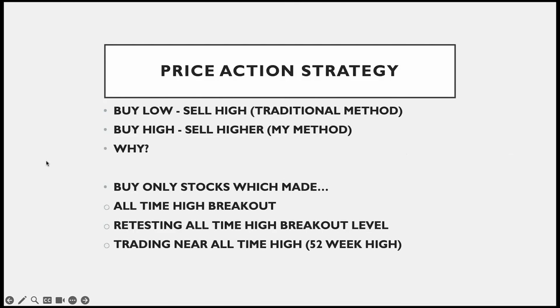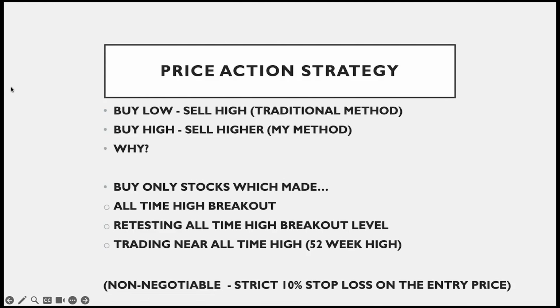And another is trading near all-time high, that means near the 52-week high. Sometimes it may happen that price is trading like this. This is the all-time high, and price has not broken the all-time high, but price has broken this strong consolidation, then also sometimes I buy it. So that is the three methods. Let me show you all these three on the chart based on some chart examples.